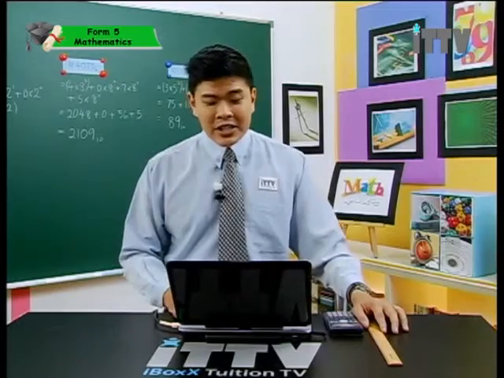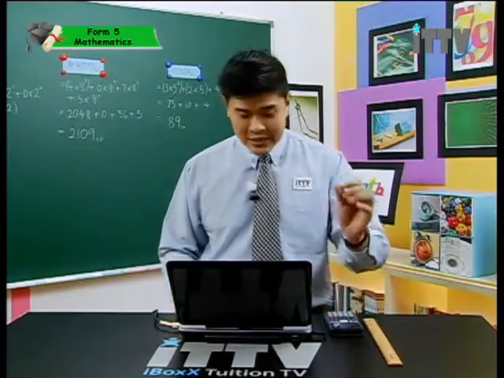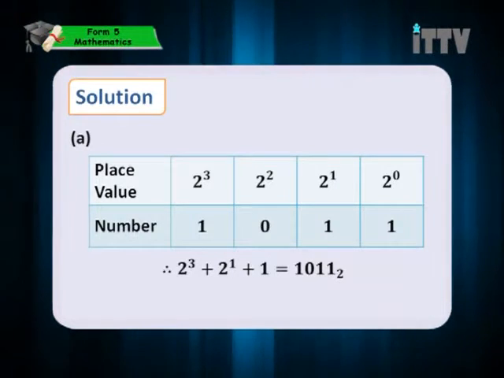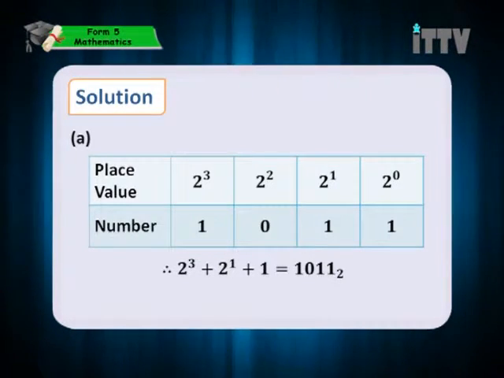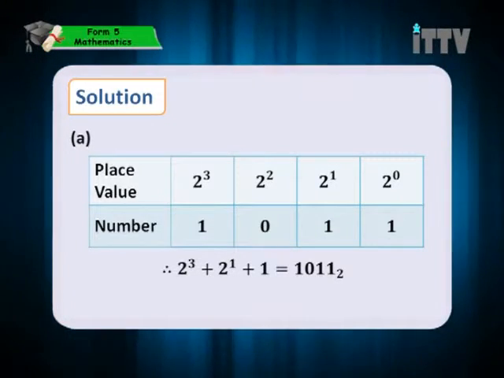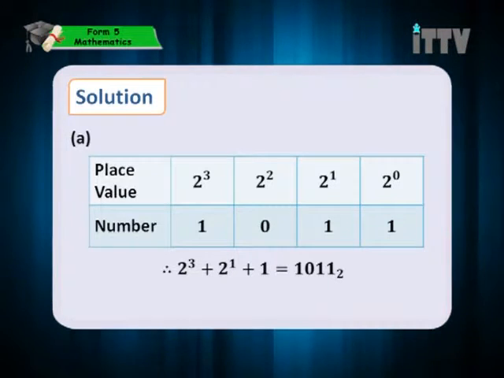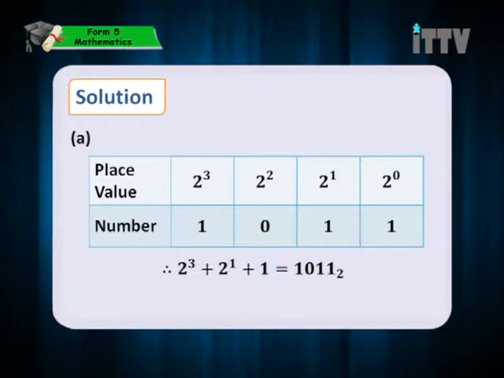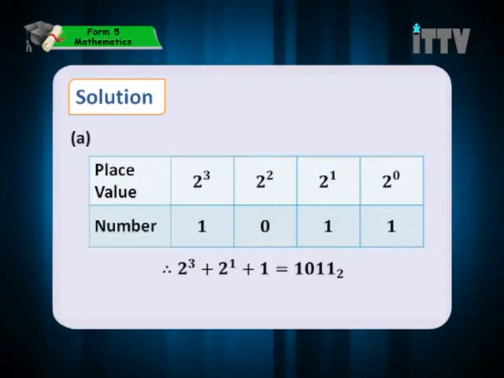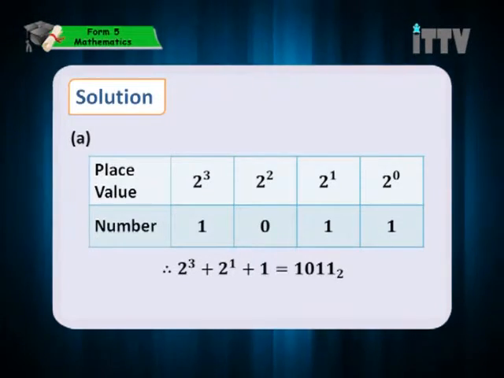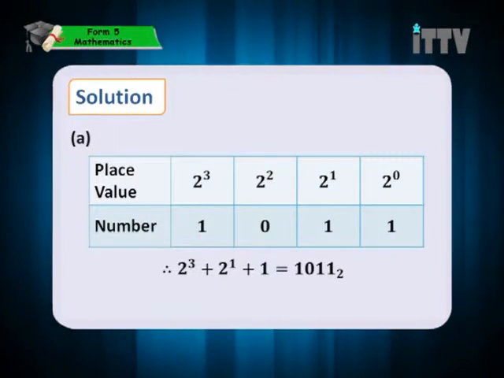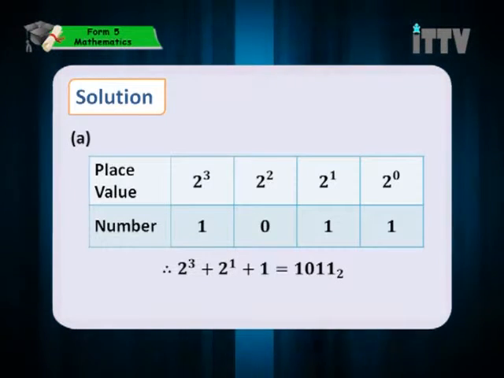So how do we actually write these numbers in base 2? Let's take a look. We have to realize that what has been given to us is actually the expanded notation. So what we must do is separate the place values right now. So we have 2 to the power of 3, 2 to the power of 2, 2 to the power of 1, and 2 to the power of 0. So the number is 1011.